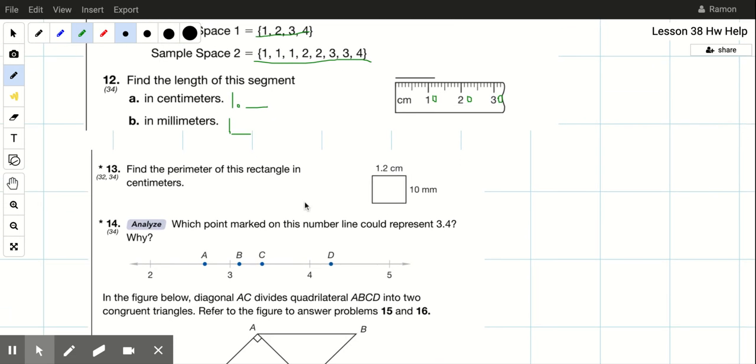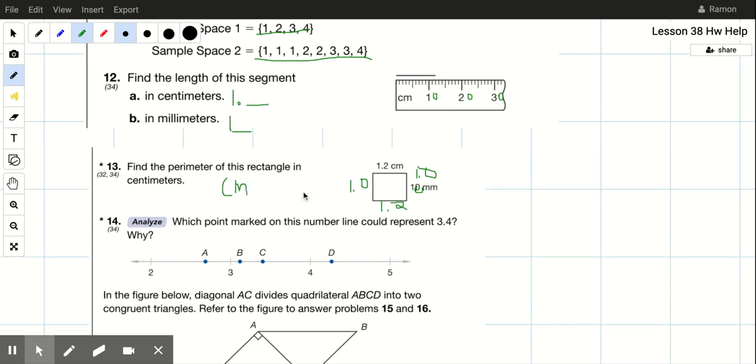Number 13. Find the perimeter of this rectangle in centimeters. So we already have 1.2 centimeters. We have to turn 10 millimeters into centimeters. We do that by dividing by 10. Every 10 millimeters is 1 centimeter, so that's 1. And then we're going to add a terminal 0 to keep those places the same, the number of digits, so that when we add them, we can line up everything. In rectangles, opposite sides are congruent. And now we have our 4 sides. We just add them up. And that will give us this perimeter in centimeters.